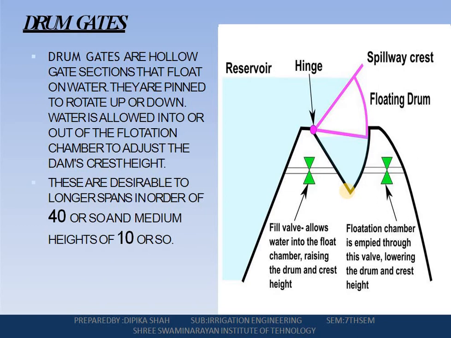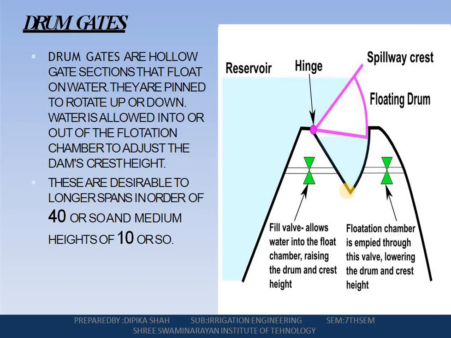So it consists of a segment of a cylinder formed by skin plates attached to internal bracing, and it is hinged at the center of curvature, which may be either upstream or downstream. In the open or lower position, the gate fits in a recess in the top of the spillway. When water is admitted to the recess, the hollow drum gate is forced upward to the closed position.